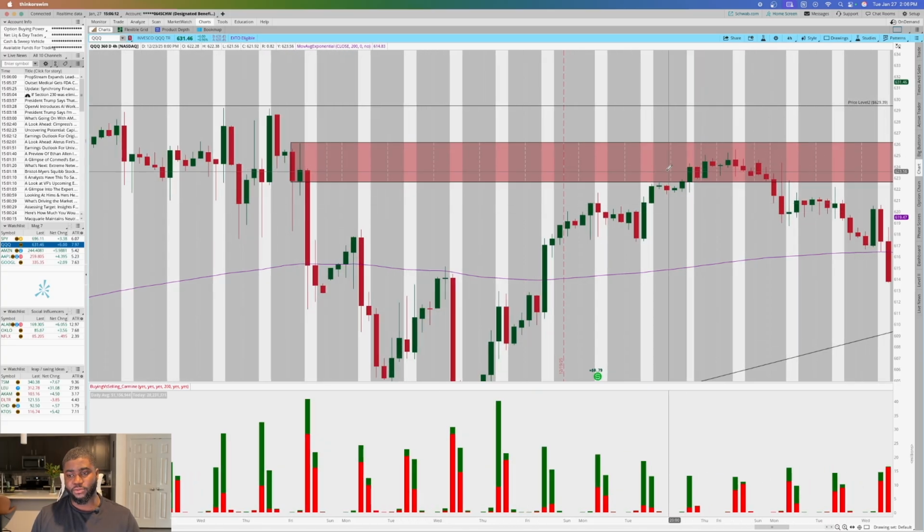Simple as that. Once you wait for the market to come back into it, as you can see, you then take a trade off this one down. As you can see, the market dropped, and with proper risk management you can make some money off this.